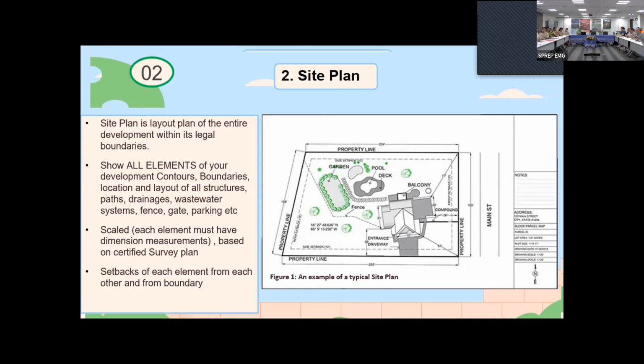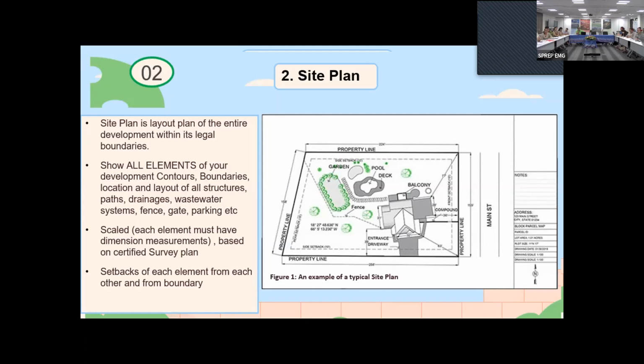So for example, again, I use the example of a resort. If you have villas, a restaurant, a pool, footpaths, a garden, a swimming beach area, a site plan must show the entire development within the boundaries of the land or within the area that you are proposing to build on. And very importantly, all of these elements must be scaled and must have dimensions, meaning measurements, to show not only how large they are, but also the distances between one element and another.